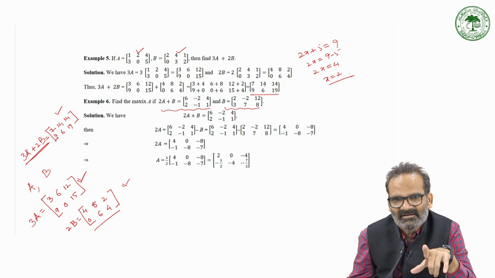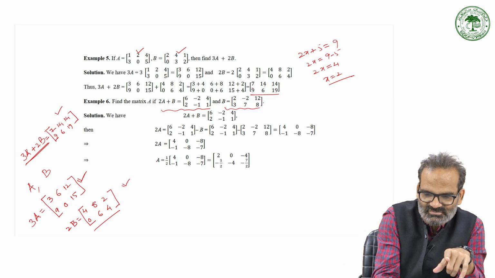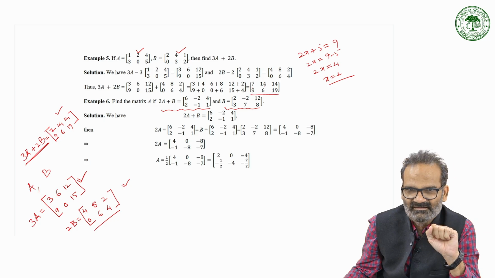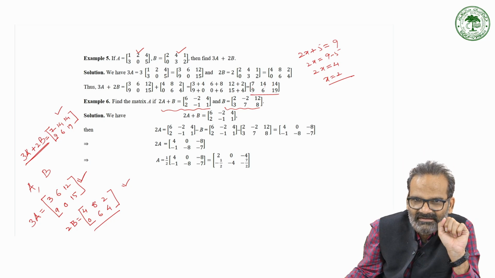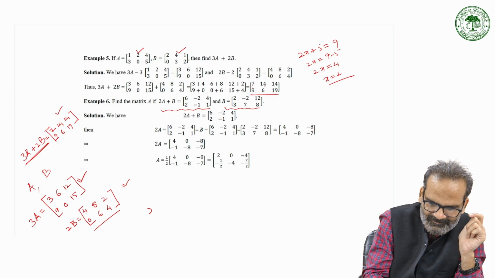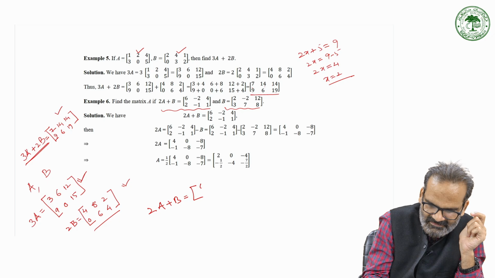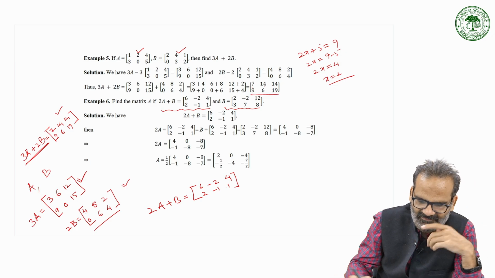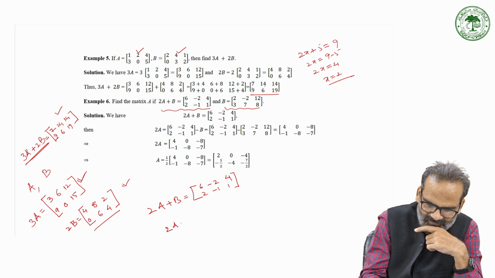So x is a variable. Here matrices behave like a variable. This is actually known as a matrix equation. 2A plus B is equal to this matrix. We call it a matrix equation. B is given, find out the value of A. So very simple. What is given? We have given 2A plus B is equal to the matrix 6 minus 2 and 4, 2 minus 1 and 1, right? You want to calculate A. B is given. From here, 2 times A is equal to what?